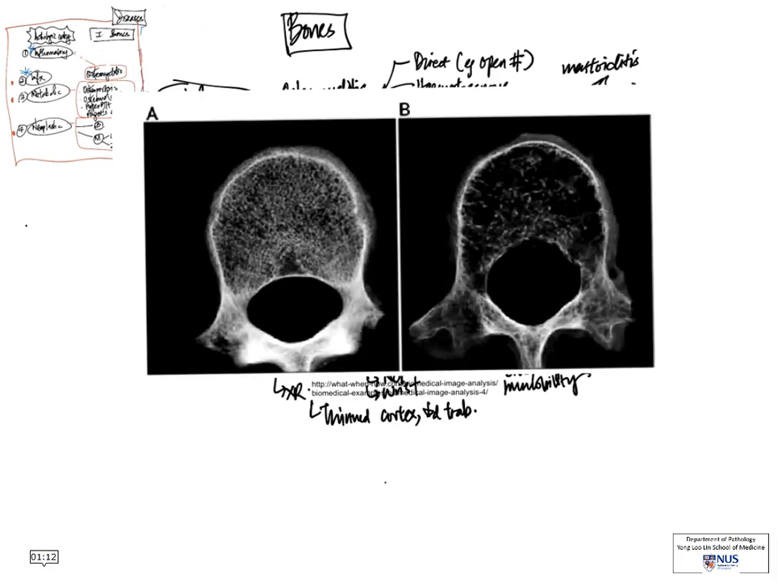It's not a typical X-ray that you would see, but this is just an X-ray of a vertebral body, and on the left you can see the normal cortex and the trabeculae, the internal structure of the bone, whereas on the right this is osteoporotic. The cortex is thinned and you can hardly see any of the bony trabeculae.